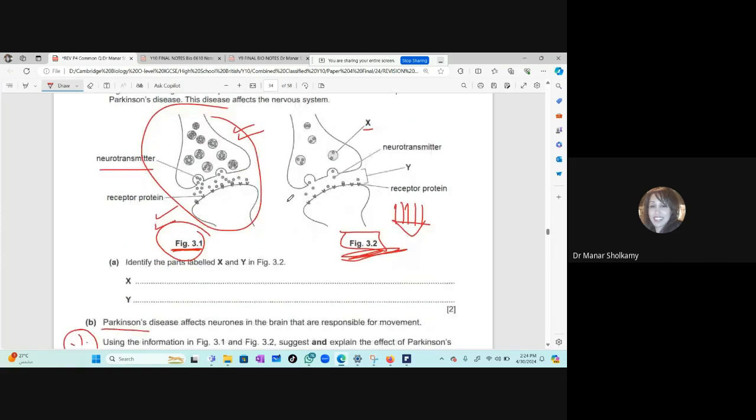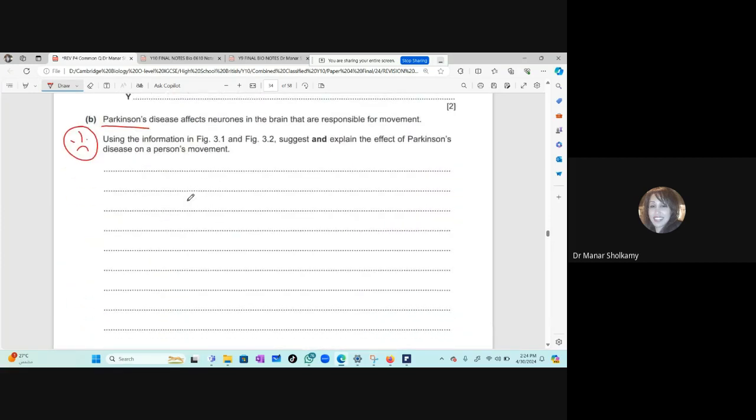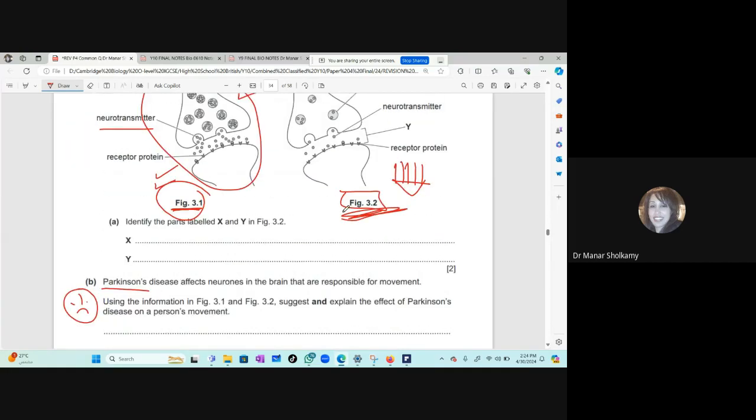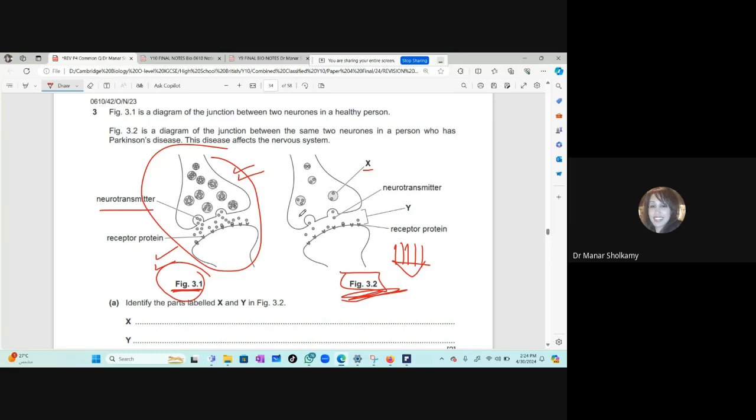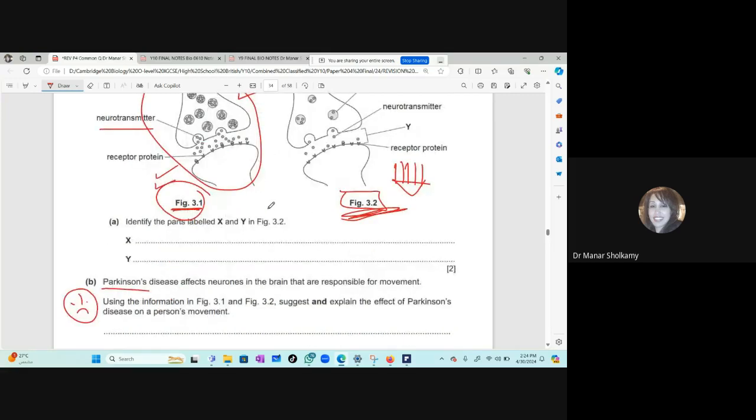Don't just give me, because I think this answer was in a quiz or somewhere, and most of you wrote that it will decrease. What is it? The number of vesicles, the neurotransmitters, what they do, all the process will be affected. So you have to mention the normal process and say that this normal process will be affected and everything will decrease. Clear?